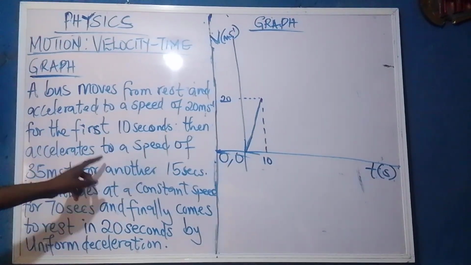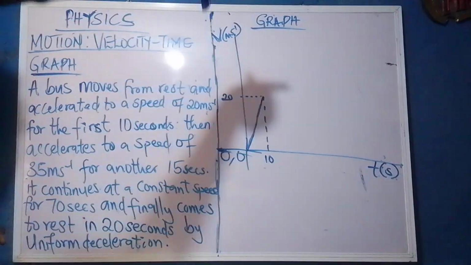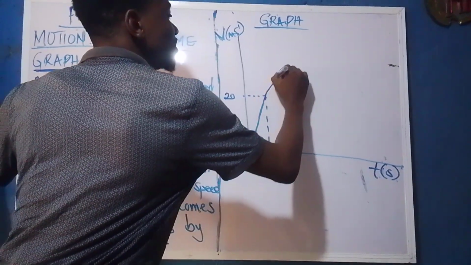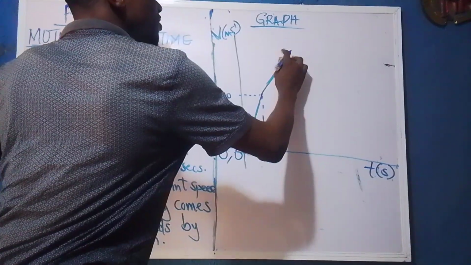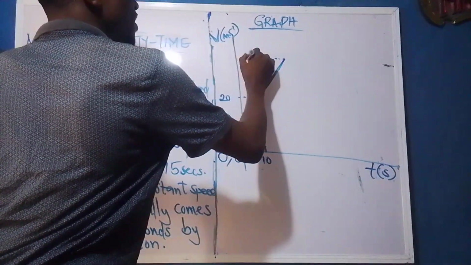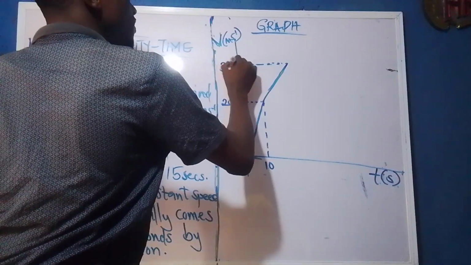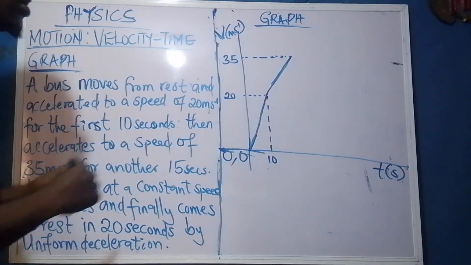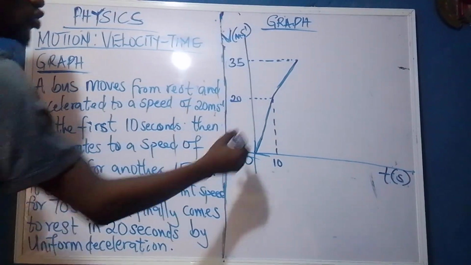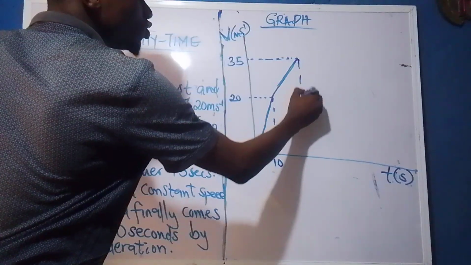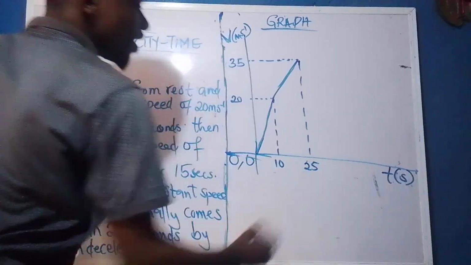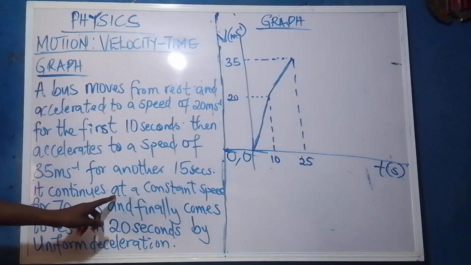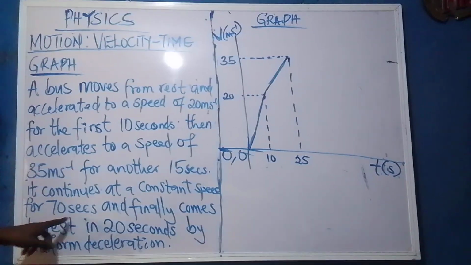Then it accelerates to a speed, so it increased its speed again to 35. Now because it is increasing, you have to indicate that it's moving in an increased speed like this. So this increased speed is 35, so that will be 35 here. It did that for 15 seconds. Now for the time aspect, you always add the times together. So 15 plus this 10 is going to accumulate to 25.